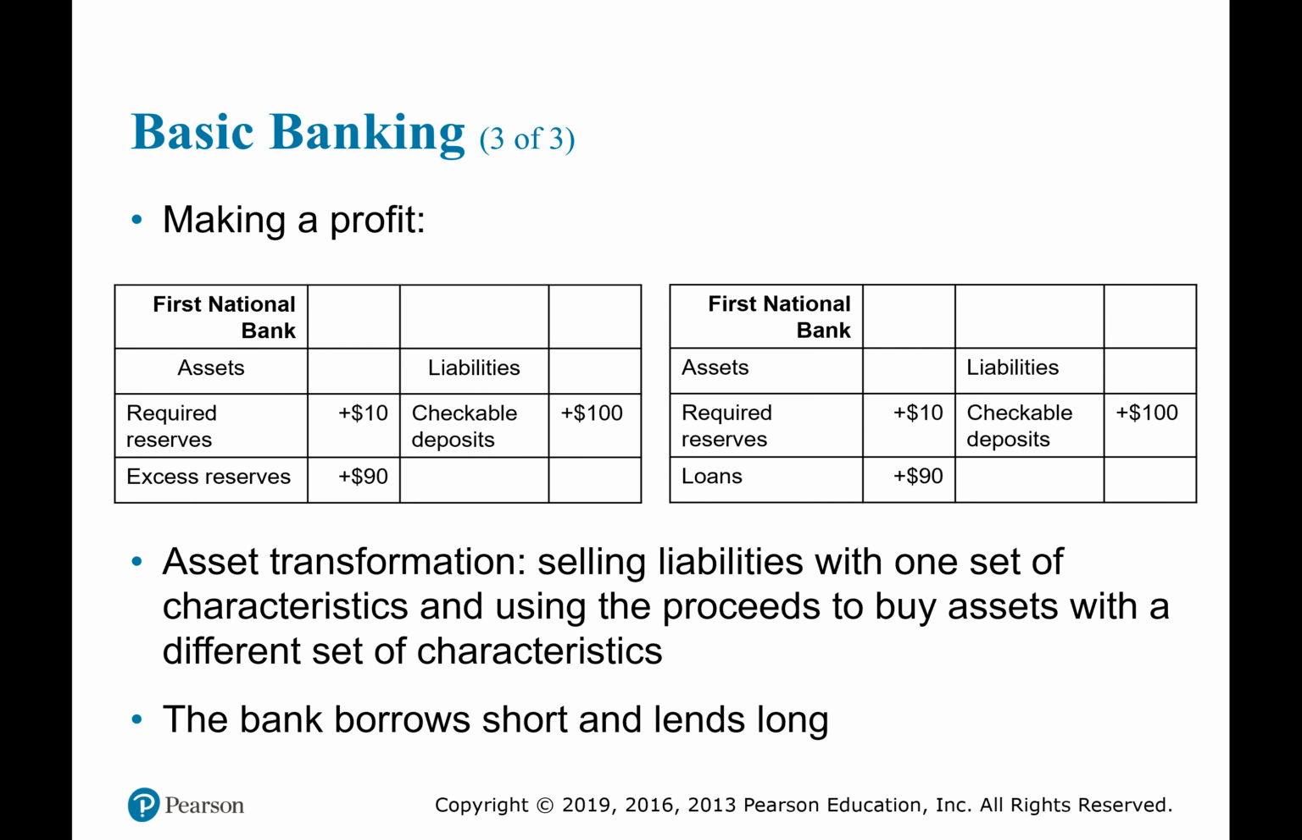So how do banks make profits? Well, they take those checkable deposits that come in, and of course, they have to put aside the required reserves. You can see that there is 10, if it's a 10% required reserve ratio, and then they have the excess reserves of 90, and obviously they're not going to just let those excess reserves sit around. They're going to lend them out, and you can see that happening on the right-hand side. Those excess reserves become loans.